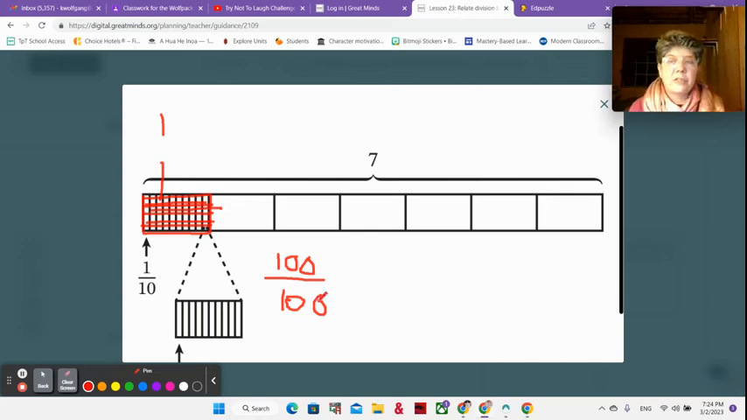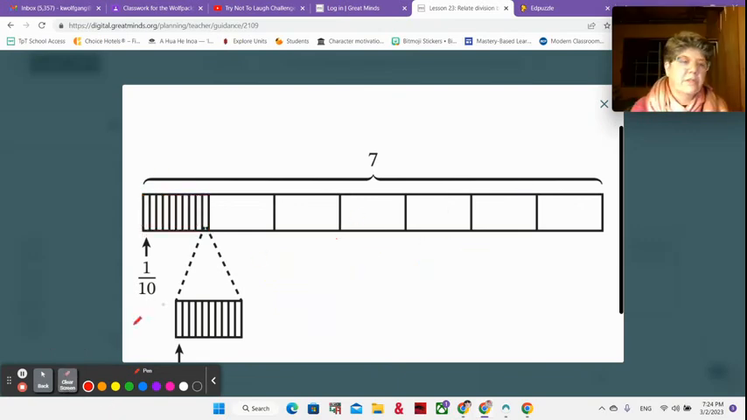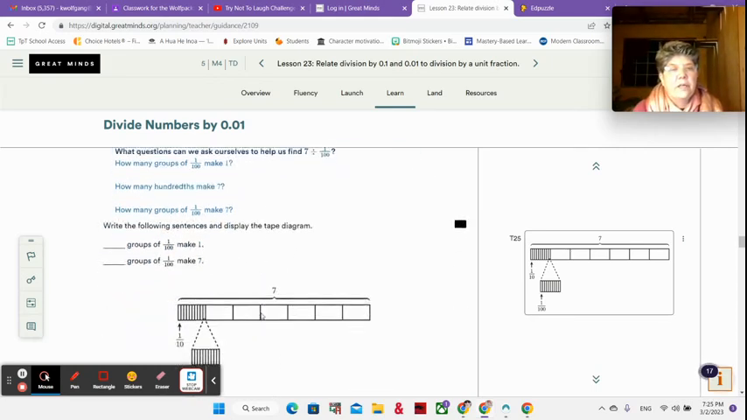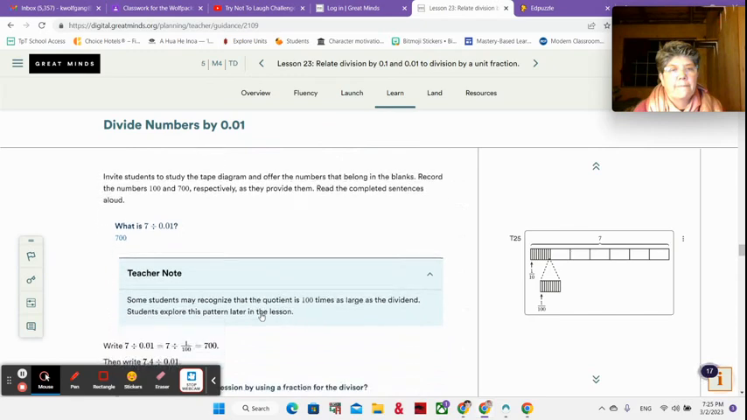So how many hundredths are going to be in 7? 100, 200, 300, 400, 500, 600, 700. Okay, very good. So let's go back to here, and you see that there are 700 hundredths. 7 divided by 1/100 is 700.